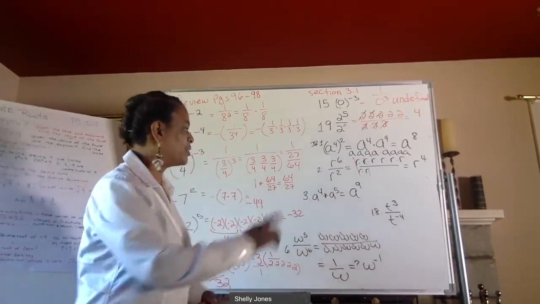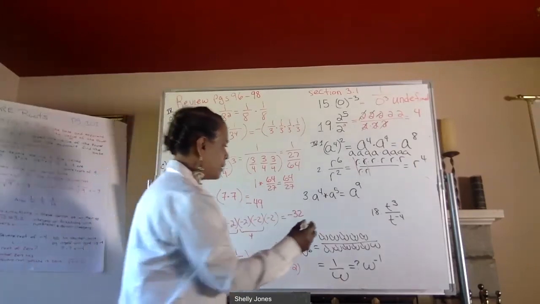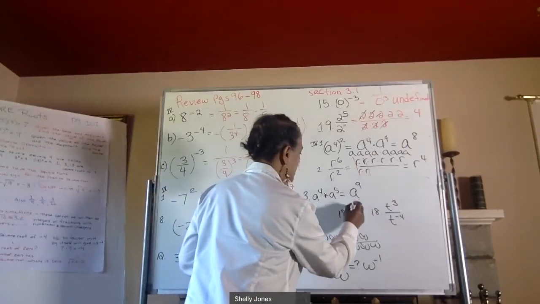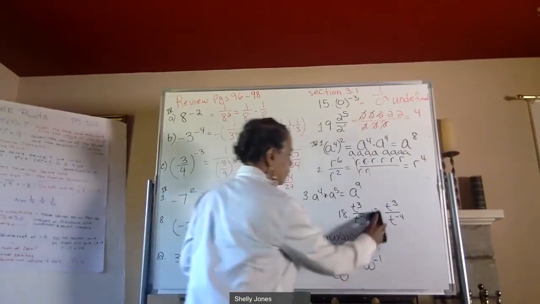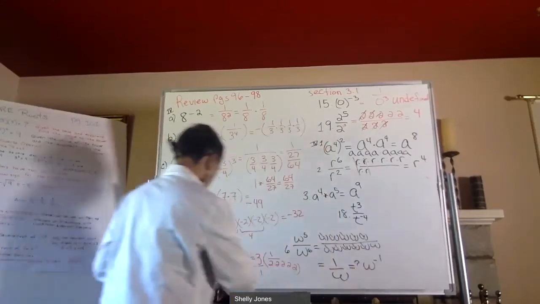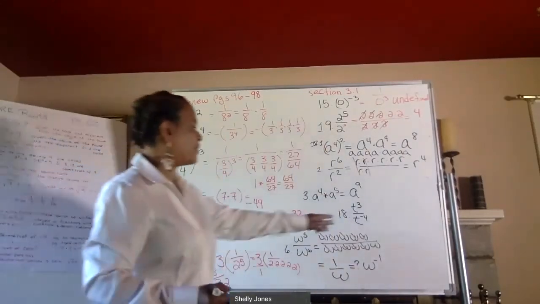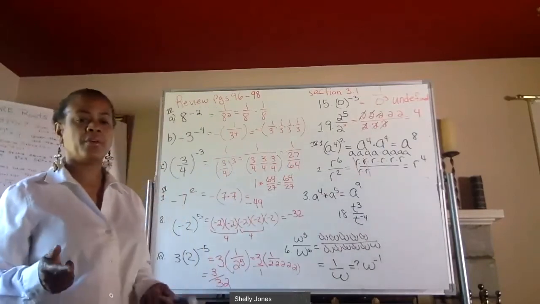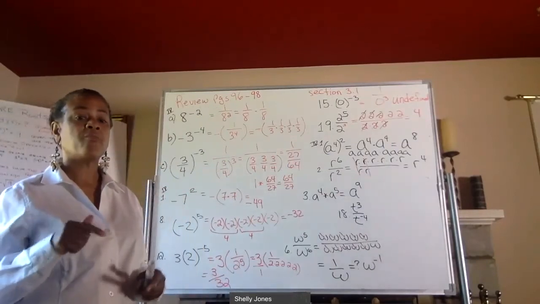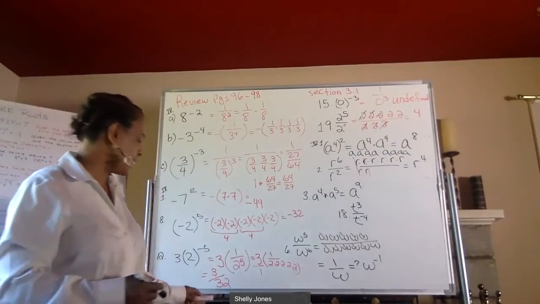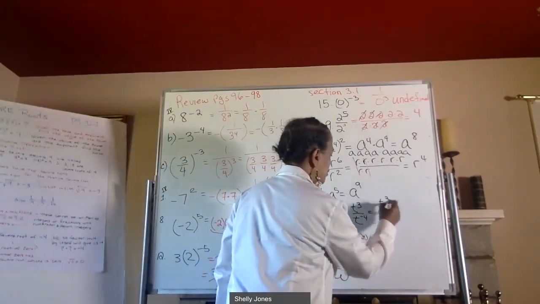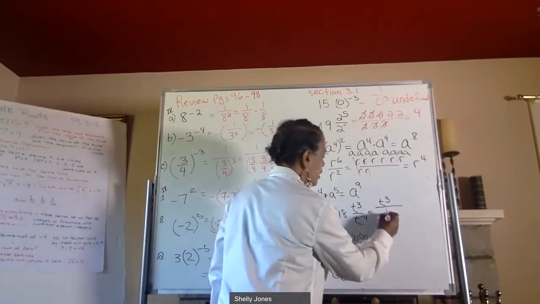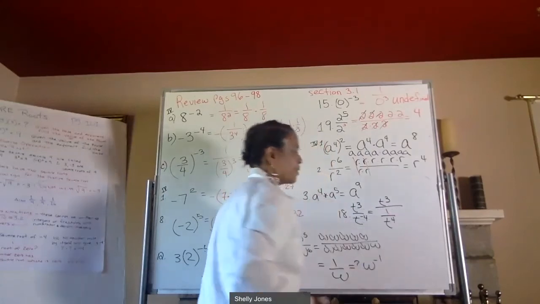Okay, 18, I wanted to do this one because, let me give myself a little more room. 18 says t to the 3rd over t to the -4. I wanted to do this one because when you have a negative in the denominator, it's going to end up, if I have 1 over t to the 4 in the denominator, let's just write it. This is equal to t to the 3rd over 1 over t to the 4th.